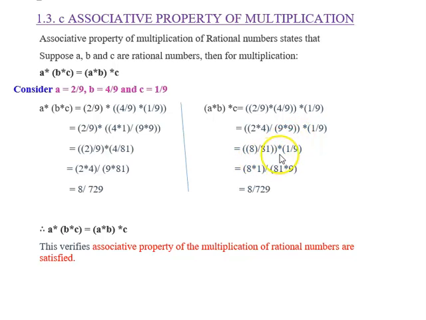So this result we are multiplying with c, that is 1 by 9. So again the numerator is 8 times 1 and the denominator is 81 times 9. So 1 times 8 is 8 and 81 times 9 is 729. So (a times b) times c is 8 divided by 729. So (a times b) times c is equal to a times (b times c). So we can say that associative property of multiplication of rational numbers is satisfied.